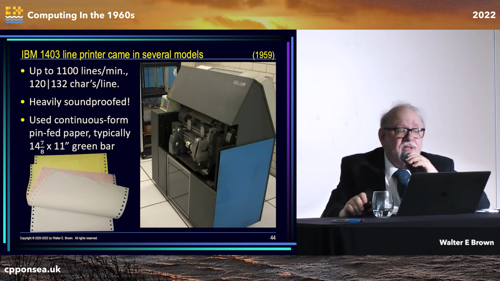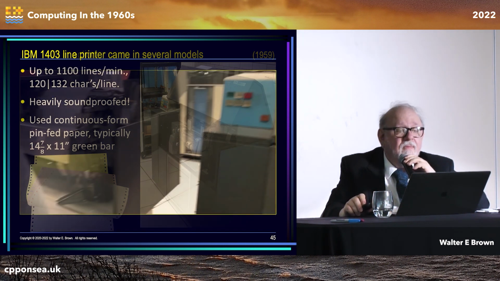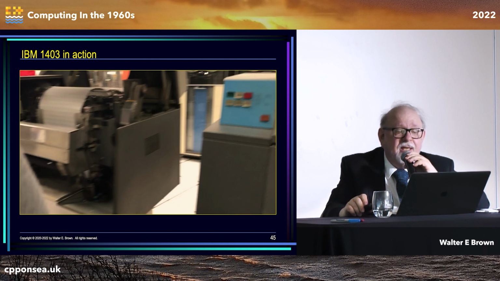And it relied on continuous form, pin-fed paper, typically 14 7/8 by 11, green bar paper. Of course, it could print checks if you had special forms and so forth. There was a large industry that specialized in printing custom forms. So here's what it sounds like in action with the covers open.